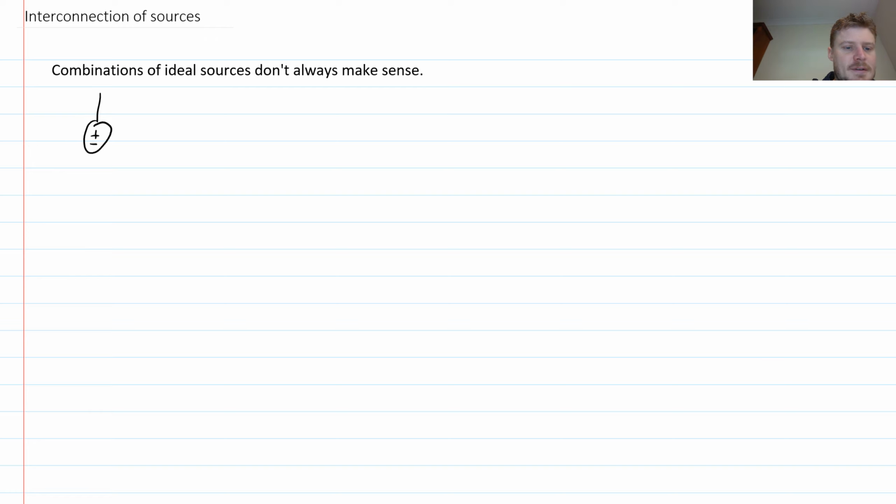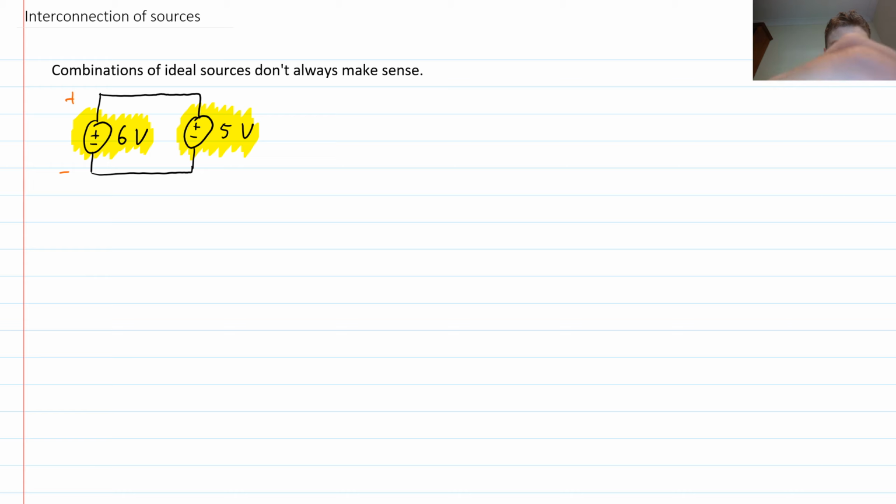If I had a voltage source, let's say this one was 6 volts, and then I connected another voltage source like this, and I said that this one here was, let's say, 5 volts, then I have a problem, right? This is a contradiction, because I'm effectively saying that this source on the left is going to do whatever it takes to make sure that there is 6 volts across here. But the source on the right is going to do whatever it takes to make sure that there is 5 volts here. And I actually have these connected together with a perfect wire.